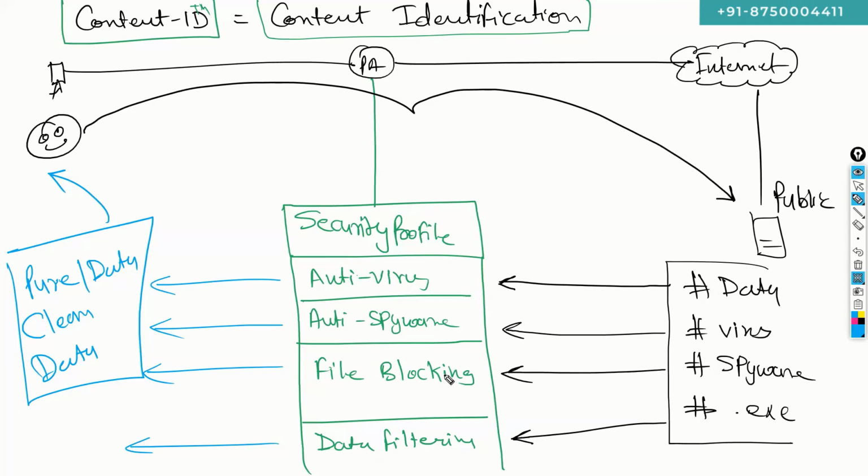So again, I'm saying that it is only a marketing term. When you enable antivirus, anti-spyware, file blocking, and data filtering profiles on your Palo Alto firewall, this will be called Content ID, and using it, you can remove viruses and spyware from your data.